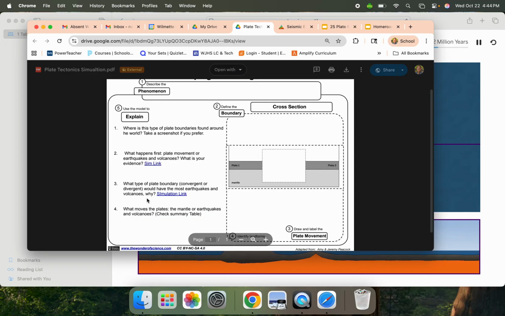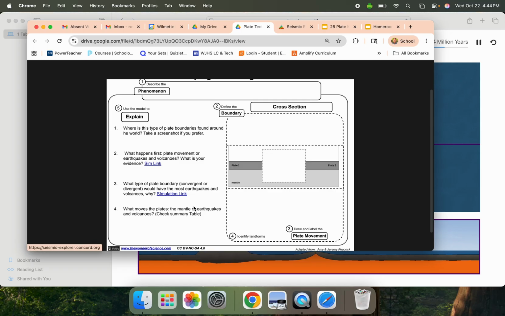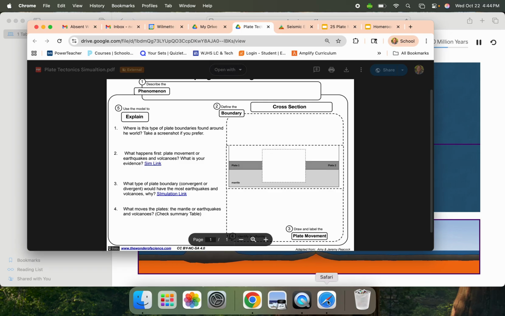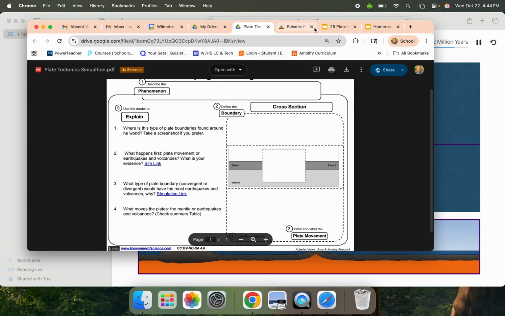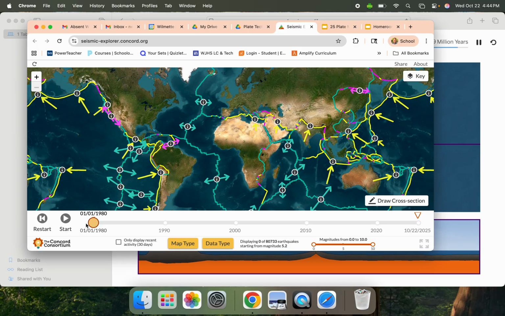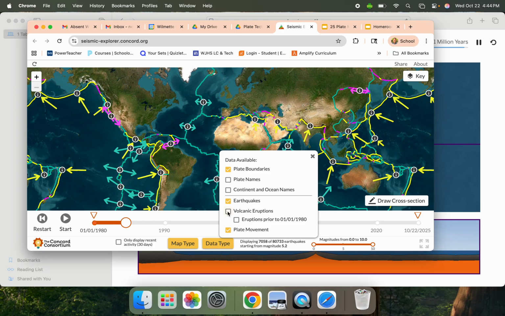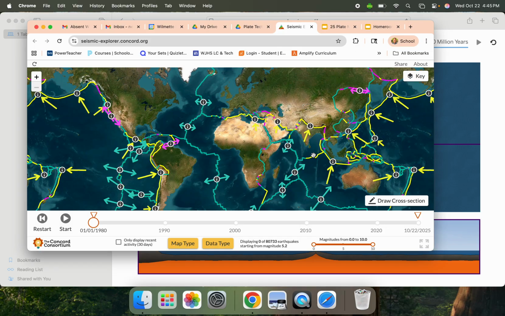Finally, what type of plate boundary would have the most earthquakes or volcanoes? You're going to go back to the second, the world map that we saw. And with that, that is found here. I would just run it and do a comparison. I would check volcanic eruptions and earthquakes. Then I would restart it. Have earthquakes and volcanic eruptions checked. This is a divergent boundary, and here's a convergent boundary. We saw this in readings that we've done in this unit. Compare them. Which one has more earthquakes and which has more volcanoes?